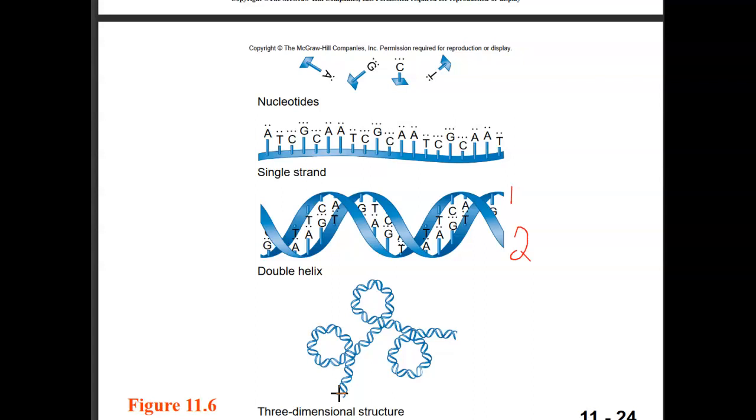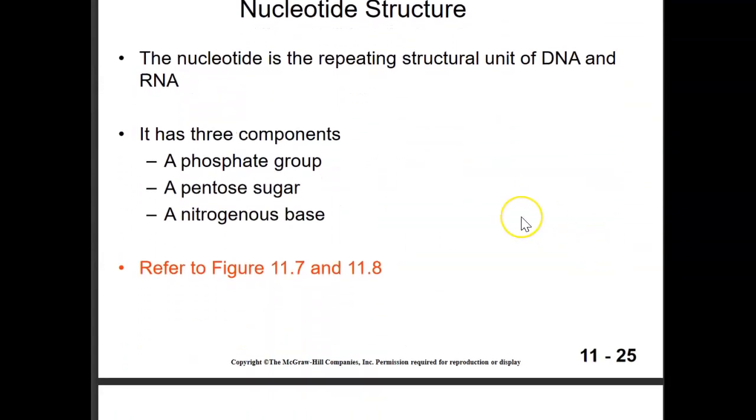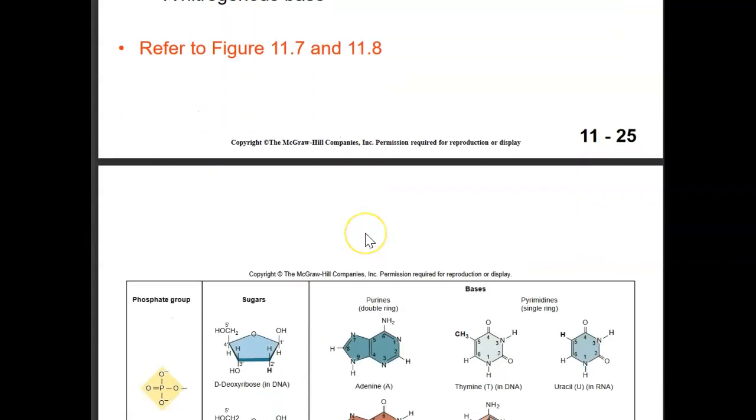And here's another thing about DNA. It also has to be packaged loose enough so that genes can be expressed. So DNA packaging is a really big deal in the world of gene regulation. So nucleotide structure, nucleotides themselves have 3 components: a phosphate group, a pentose sugar group because it has a certain shape, and then a nitrogenous base.